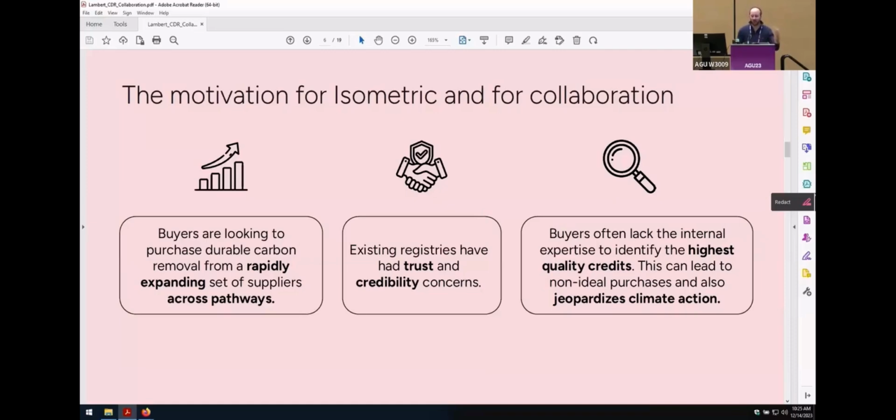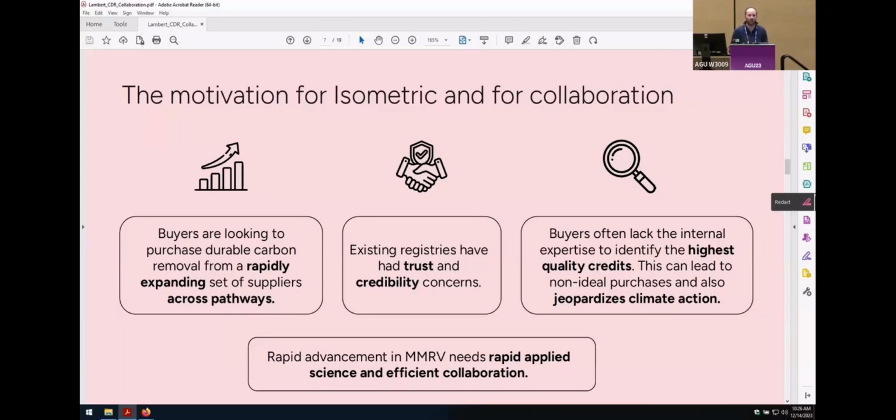And so this not only benefits buyers by making sure the purchases are good, but it also leads to ensured climate action, that one credit is actually one ton of carbon dioxide removed from the atmosphere. So making sure the atmosphere actually feels the effects of the carbon dioxide that we're removing. And so we're all here to talk about MMRV today.